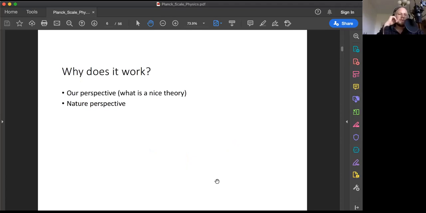Well, why does this work? Why do we even tend to do this? So from our perspective, I think it's about finding nice theories. A nice theory is a theory that can explain as many things using as few assumptions as possible. So for example, if you can derive everything about electricity and everything about magnetism using a single theory instead of two, that's a step forward from our point of view. So we tend to do this, and we appreciate it if we succeed in doing so.